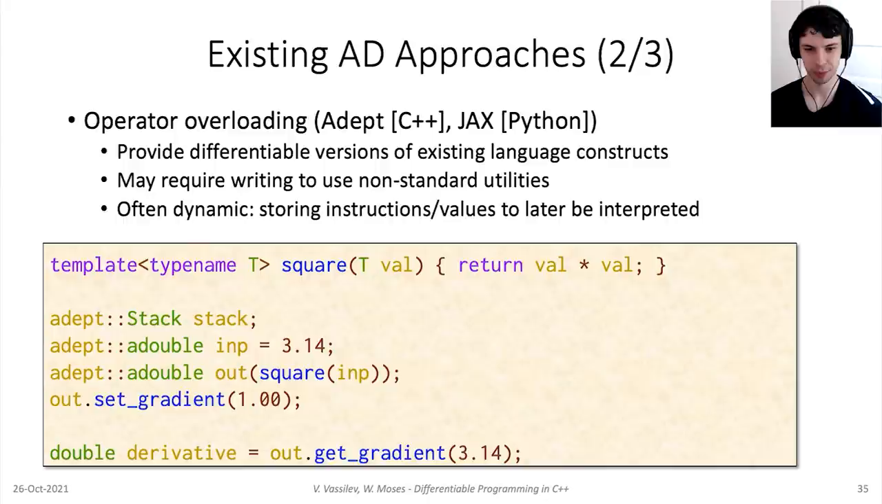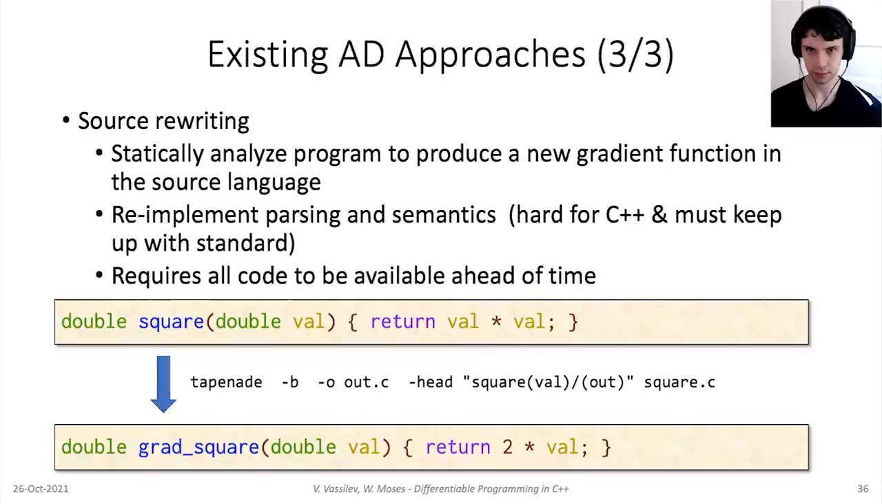This works, but unfortunately, as you can guess, creating and interpreting any type of instruction is quite slow in practice. Other versions of this, such as the one inside of JAX, don't do a dynamic storing and recomputation, but rather they call a just-in-time compiler directly, which then produces a binary that's run with the rest of the system. The third approach is known as source rewriting.